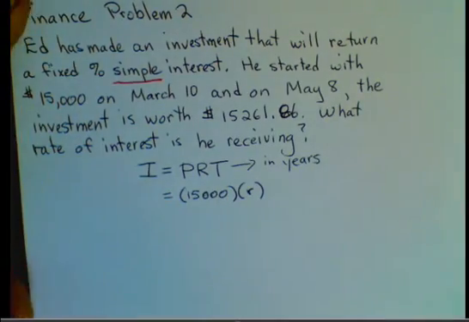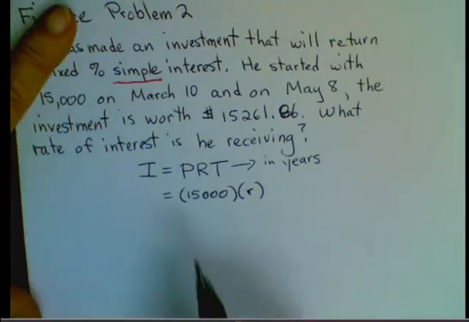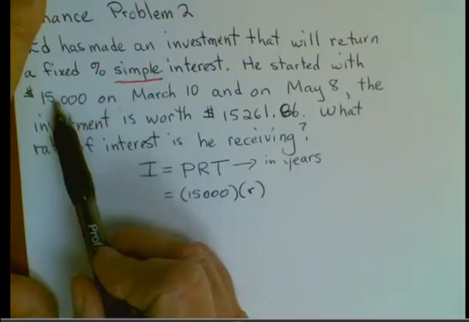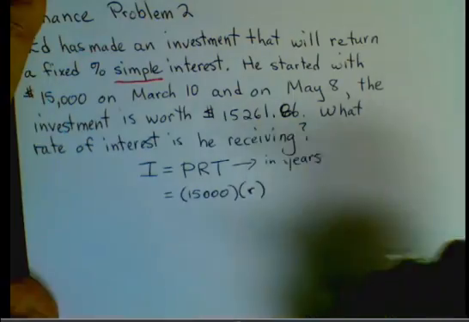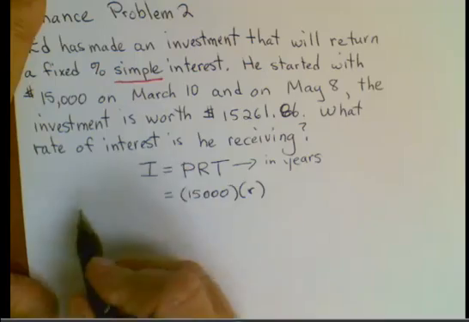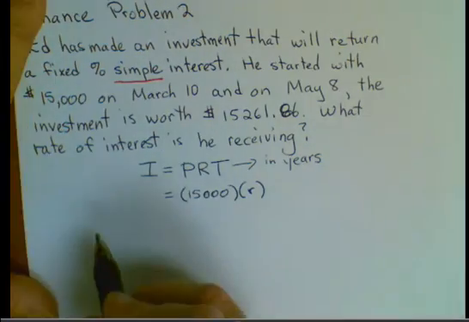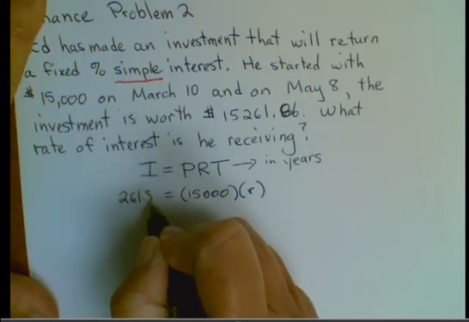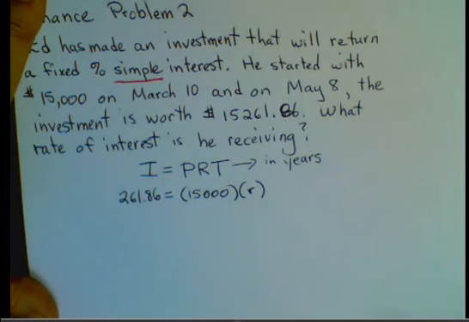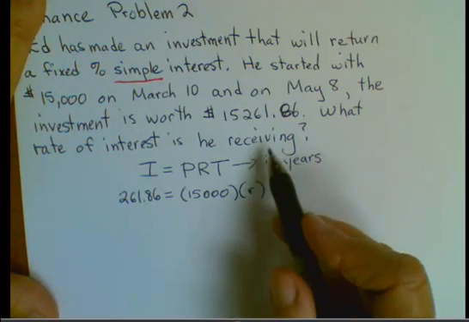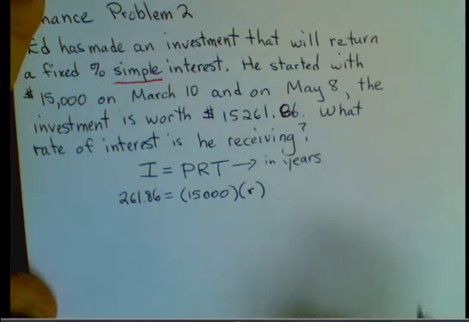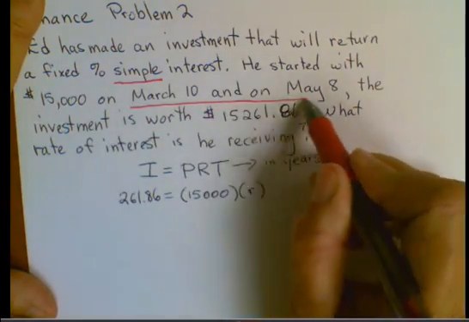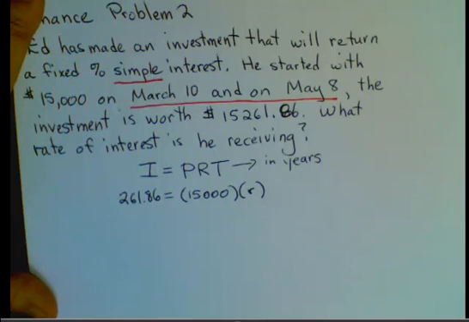All right. So, for our interest, we can subtract what he put in originally from what he has now. If we subtract those, we will get $261.86. Now let's see about our time in years. This one is a strange time, so you're going to have to work on it, probably with a calendar.